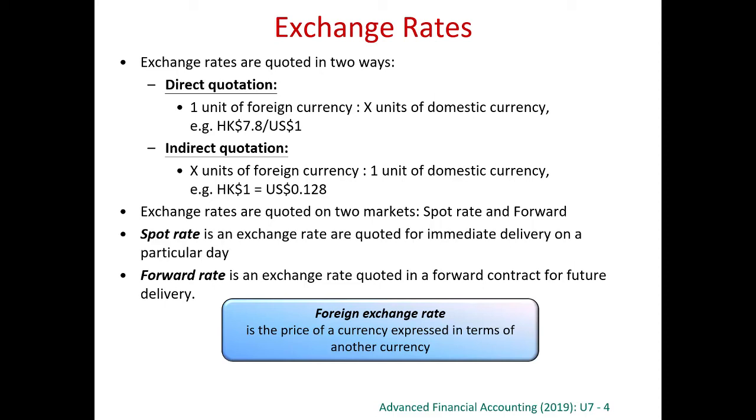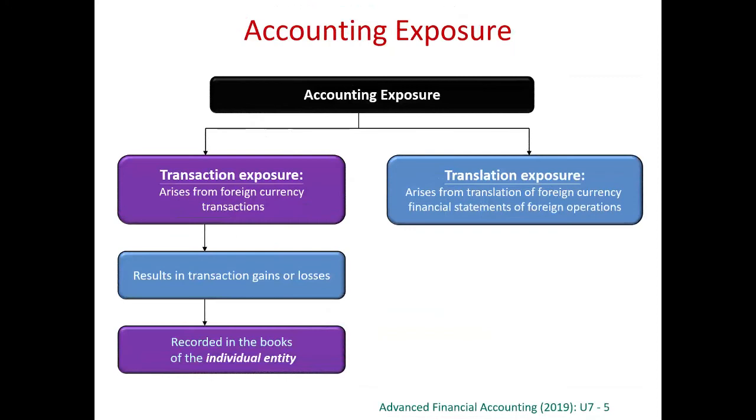Forward rate is the exchange rate quoted in a forward market for future delivery. Say for example, if I know that I have to pay Japanese yen 100,000 18 years after, I may try to quote a forward rate so that 18 years after, I will have the Japanese yen. So it may be quoted in 30 days, 60 days, 90 days, 180 days, etc. So it depends on the day when we need the foreign currency. So we will talk about foreign currency transaction first and then later foreign currency translation.